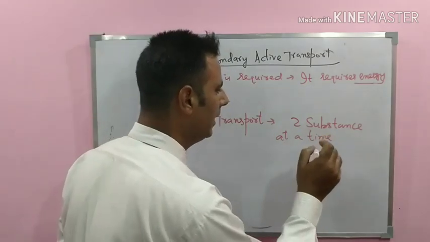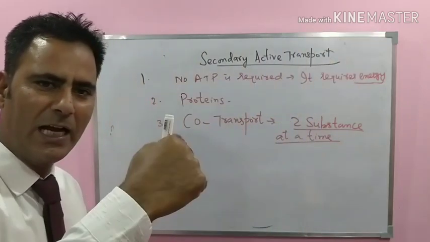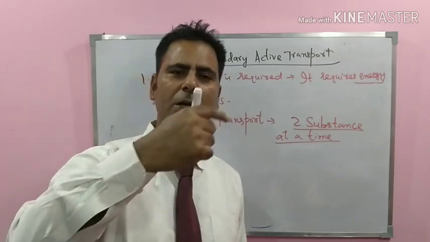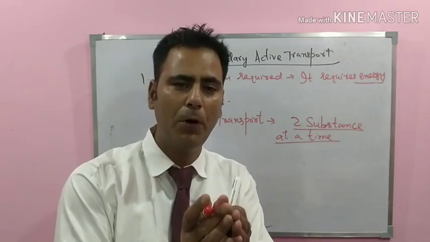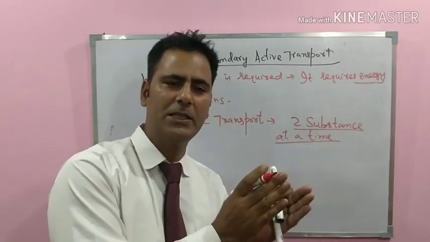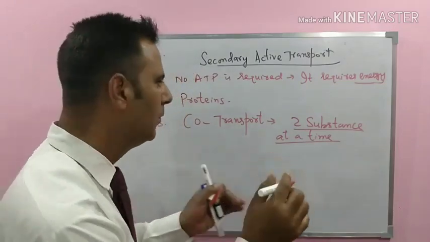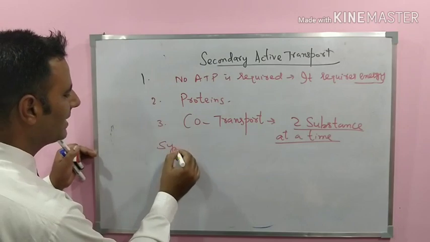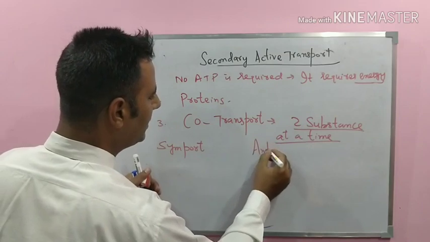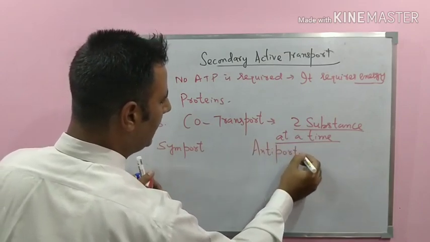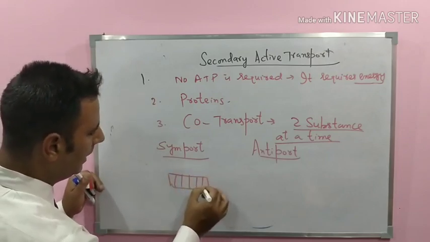Yes, one question is there. The transport of two substances may be from outside to inside, or it may be from inside to outside, or it may be in the opposite direction, depending upon the transport. Whether both the substances are moving in one direction or in opposite directions, we have two types of transport. One is symport, and second is antiport. Here, if we have a carrier protein, for example, this is a carrier protein.